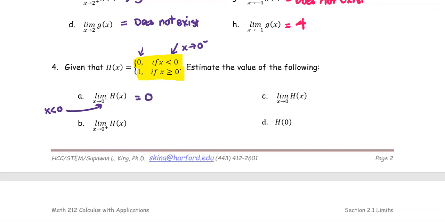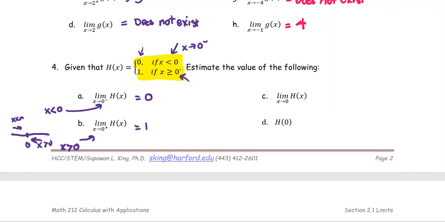For part B, limit of the function h of x as x approaches 0 positive. 0 positive means x is slightly greater than 0, or x is coming to 0 from the right-hand side. If you draw the real number line, from the right-hand side the value is a little bit greater than 0, which is different than part A, coming from the left where x is less than 0. As the function h of x is defined to be 1 for x greater than or equal to 0, the limit equals 1.